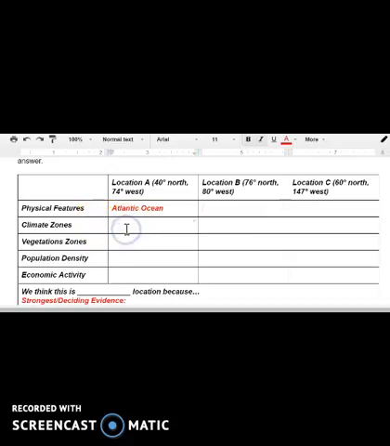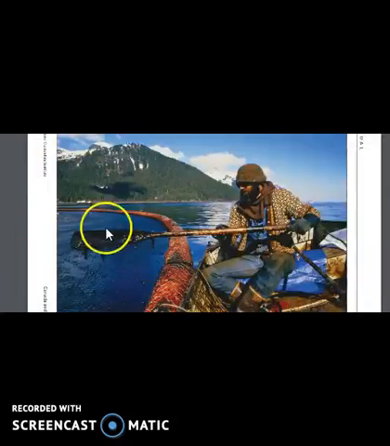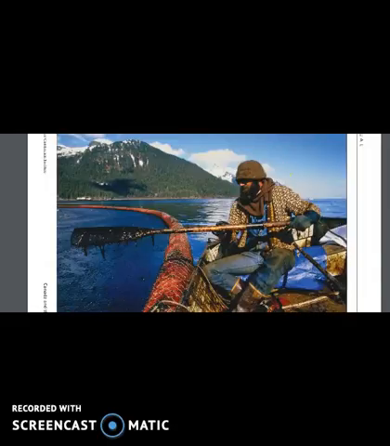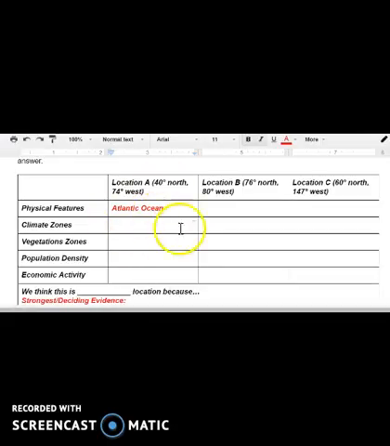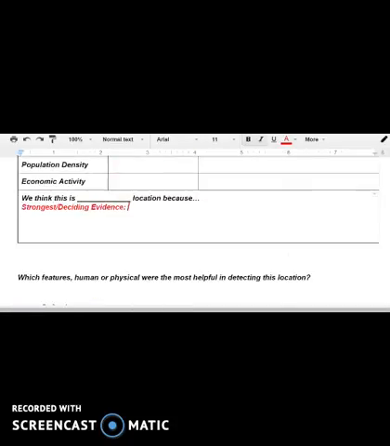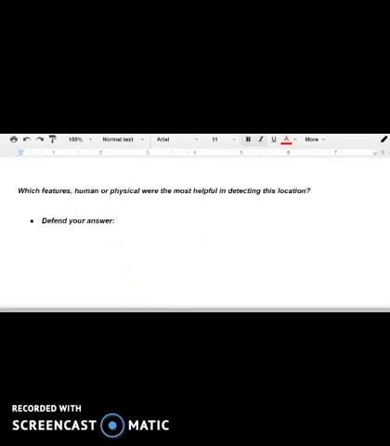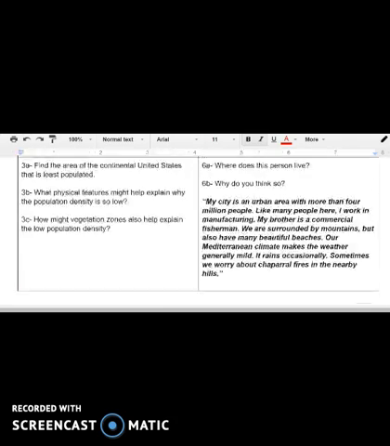I'll do the following with the climate map for the same thing for all three locations. Describe the climate that I see there, the vegetation zones, the population density, economic activity, and then using the picture, I'm going to try to predict which of those three locations that you recorded information on this guy is actually staying at. So back to this, I'll look at the stuff and figure out where do I think this is. And then my strongest evidence for that might be climate, or it might be physical features. Down here, which features, human or physical, were the most helpful and why? Okay, and that is the extends.